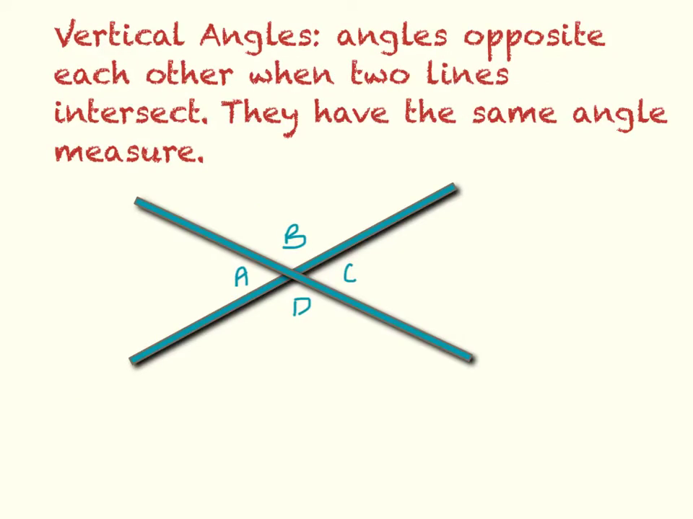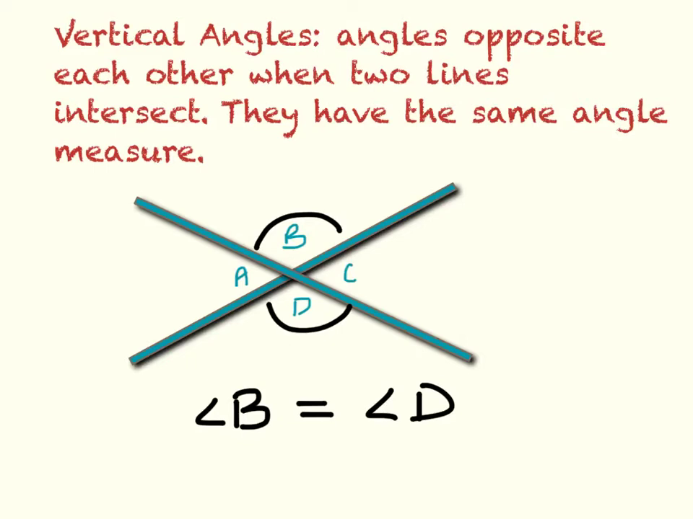Okay, vertical angles are angles opposite each other when two lines intersect. They have the same angle measure. So here we have two intersecting lines. Angle B equals angle D. So these two angles here are opposite each other, and they have equal angle measures. Angle A is equal to angle C. These two angles are equal to each other.